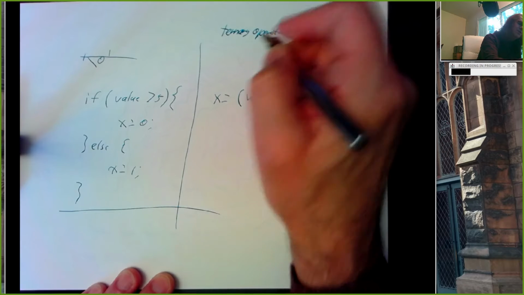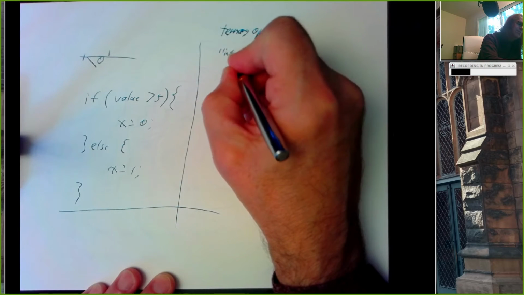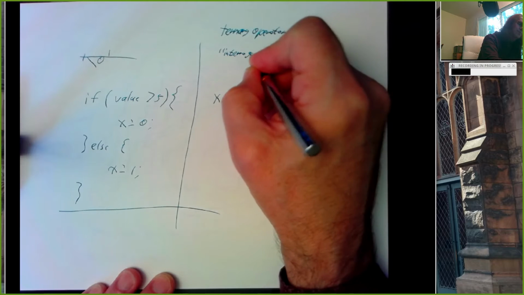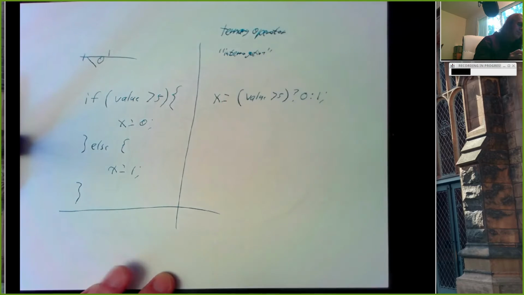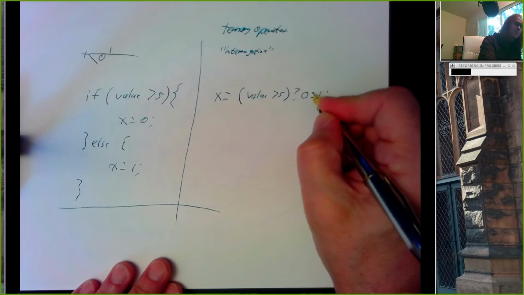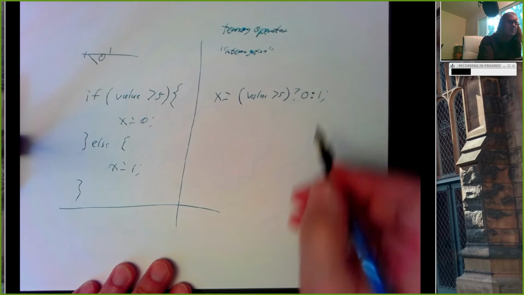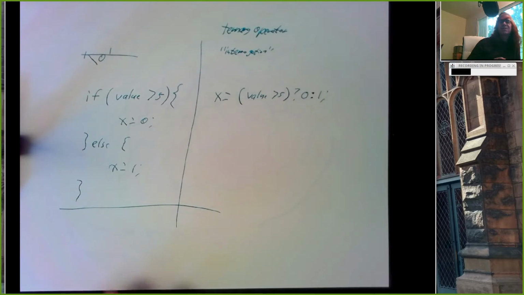Go ahead. Like you say, in C it has to have an else. Is that right? It has to have the colon. Yeah, you've got to have a colon here. But if I didn't want to change the value of x, I could just say colon x, and then this would become x equals x.